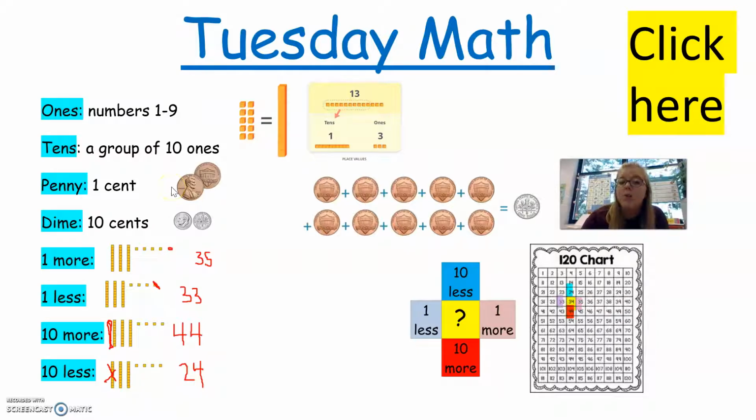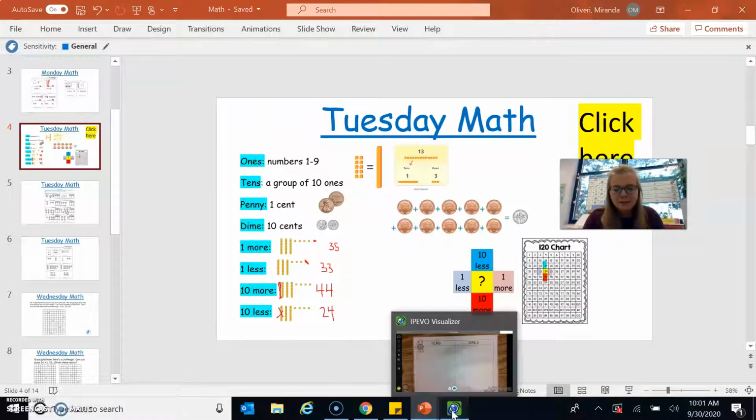Pennies are like 1, so they're worth 1 cent. Dimes are worth 10 cents, so they're like groups of 10. Okay? One more is when you add 1. One less is when you take away a 1. 10 more, you add a 10. 10 less, you take away a 10. Okay, and I'm going to show you all of this very quickly before we start our activity today.